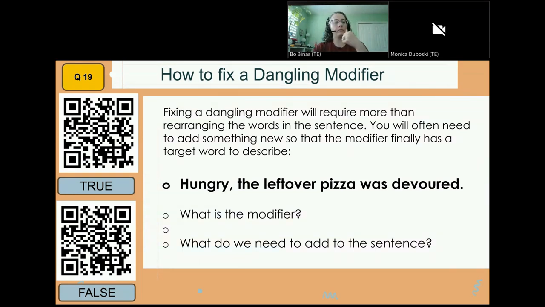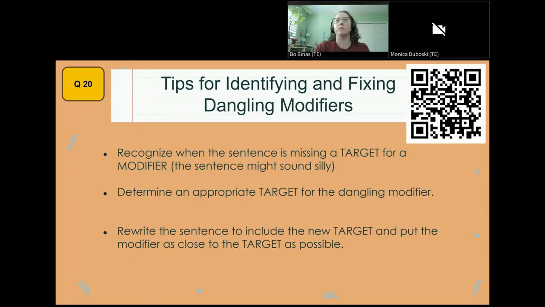Okay, so on the last slide, did we add something to the sentence? We sure did. Yes, we did. So this is true. To fix a dangling modifier, you have to add something to the sentence because that target word is missing. All right, so here are some tips for identifying and fixing dangling modifiers.